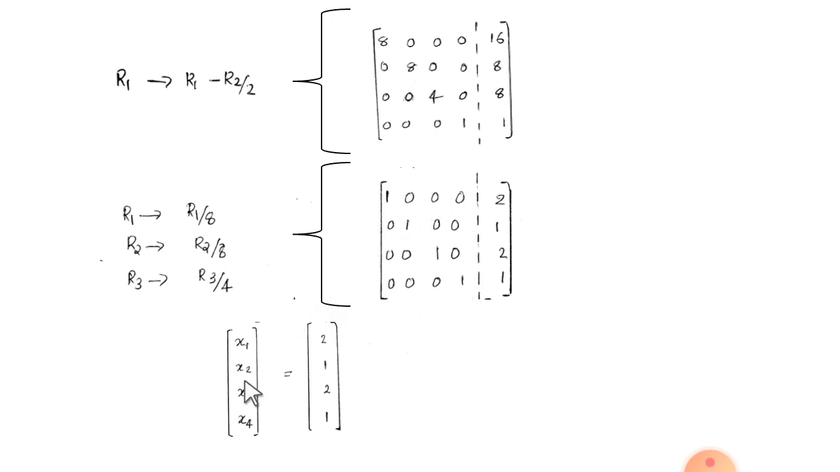Now x1, x2, x3, x4 are the unknowns which have to be found, and the values of the unknowns are obtained here. So 2, 1, 2, 1. So value of x1 is 2, x2 is 1, x3 is 2 and x4 is 1. Okay, this is how we solve by the Gauss-Jordan method.